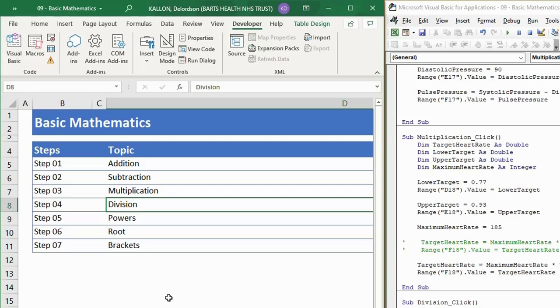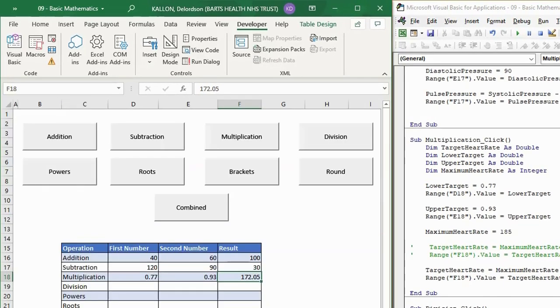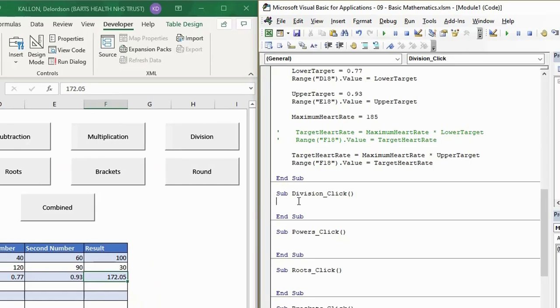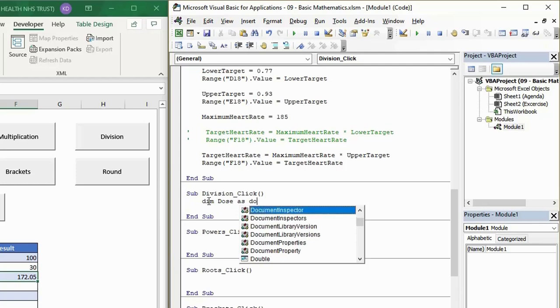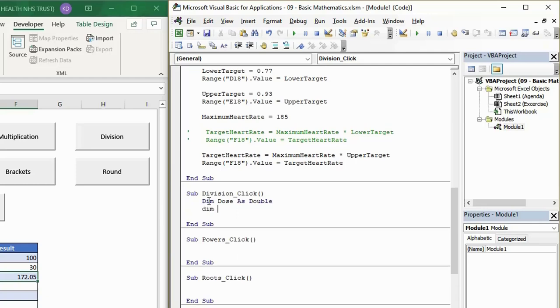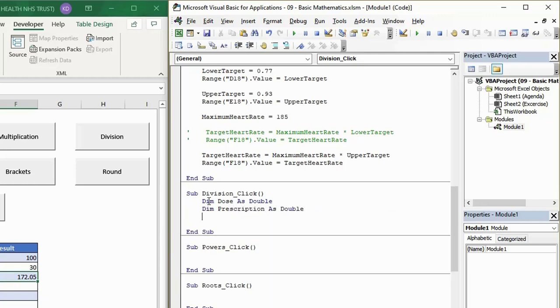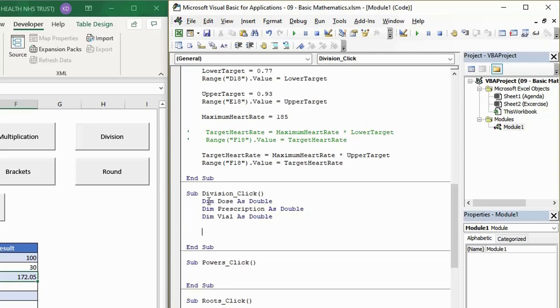Next, let's take a look at division. To demonstrate division, let's calculate drug dose. So let's declare a variable to hold our dose. To calculate dose, we need a prescription, and we need to know what concentration our medication arrives in. So let's assume we have a prescription of 220 milligrams.